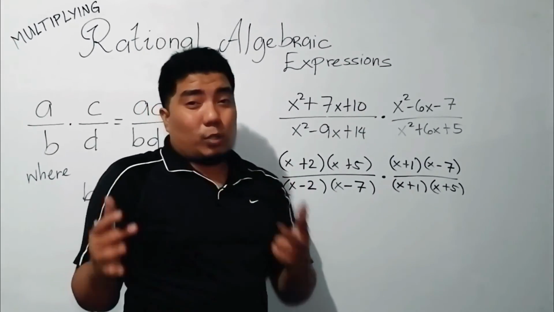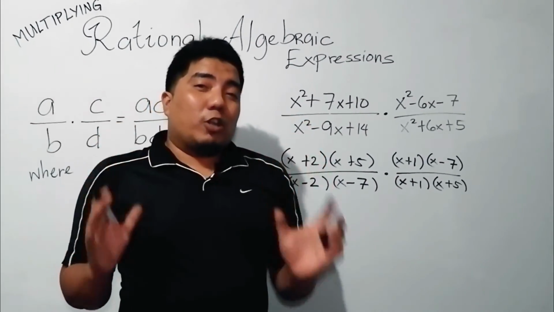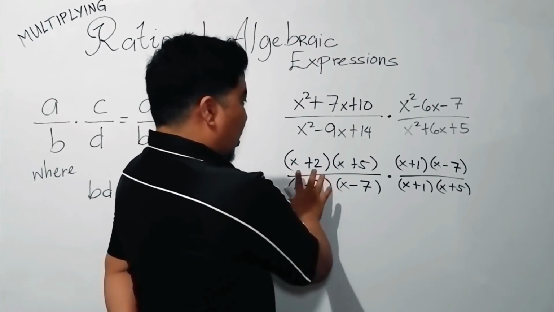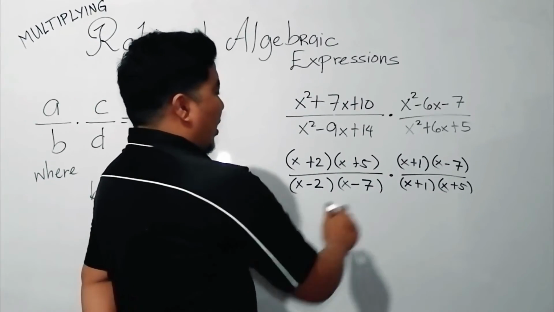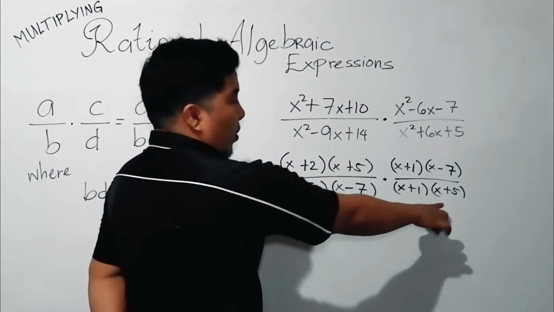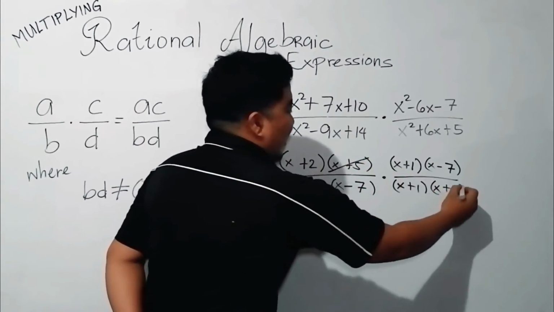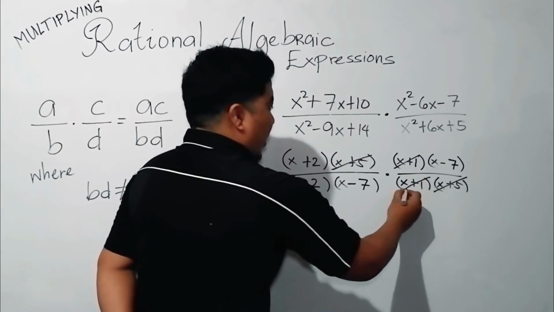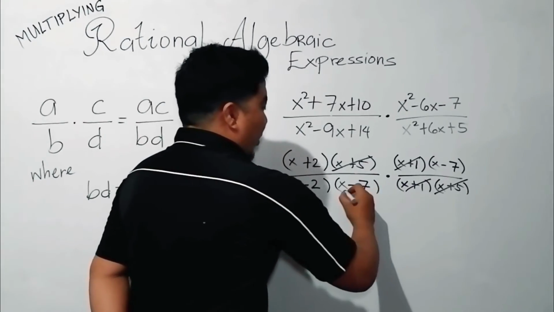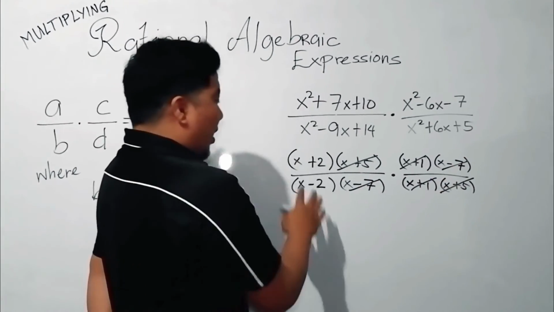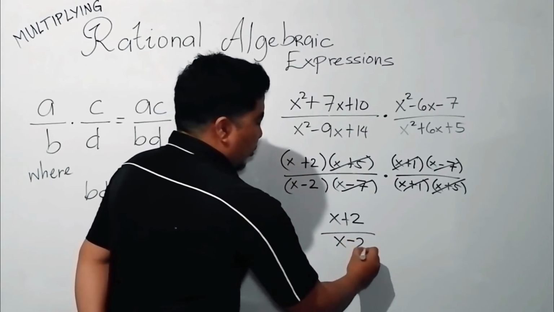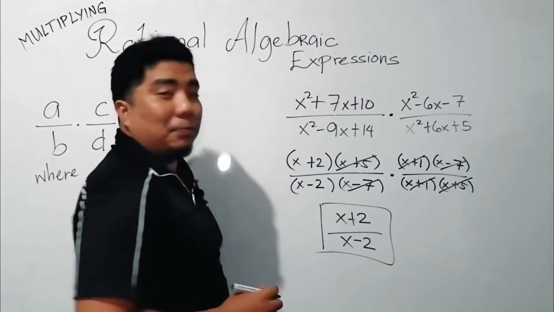So what we will do here is we cancel all the binomials that are identical. So x plus 2, okay, no x plus 2 in the denominator side. X plus 5, we have x plus 5 here, so we can cancel this. X plus 1, okay, they have the same here. X minus 7, so we can cancel them. So, leaving us x plus 2 over x minus 2. And that is your final answer.